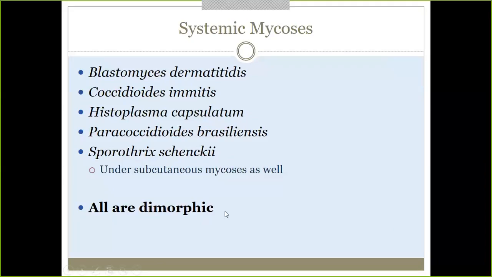I think I have a slide on it, but that means that they can occur both as a yeast and as a mold. So we already talked about Sporothrix here at one of the last ones listed. Remember, that caused a subcutaneous infection, but can also cause a systemic one. And Sporothrix, I told you, has both a yeast and a mold phase. The other ones here are Blastomyces dermatitidis, Coccidioides immitis. That one you guys are going to recognize when we get to it. Histoplasma capsulatum and Paracoccidioides brasiliensis. So these 5 you need to remember cause systemic infection and are all dimorphic.